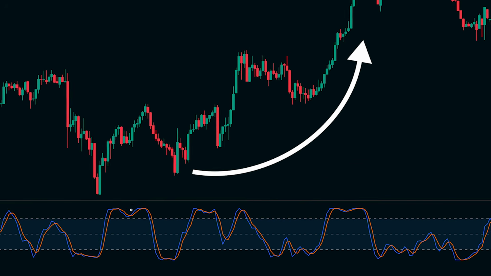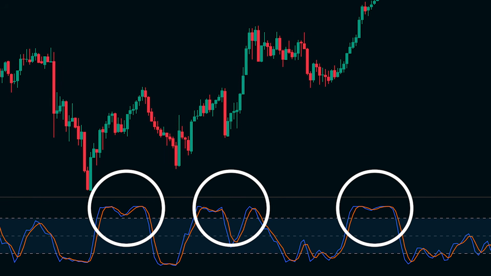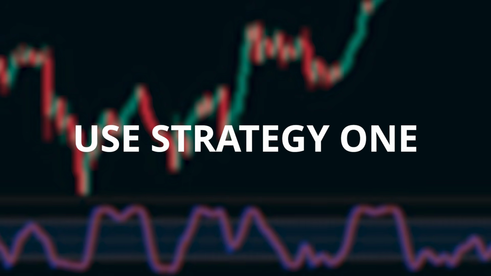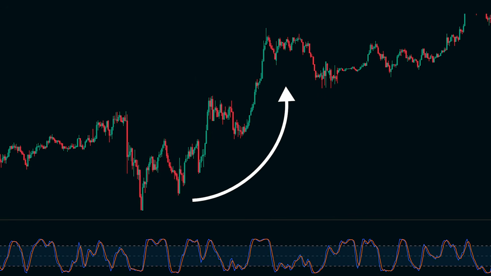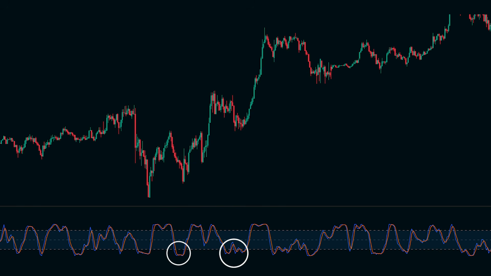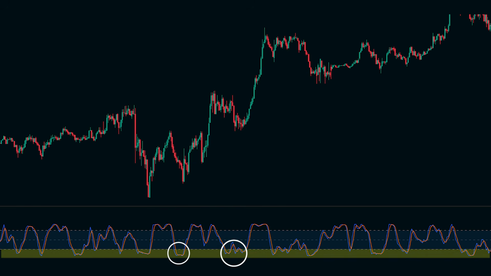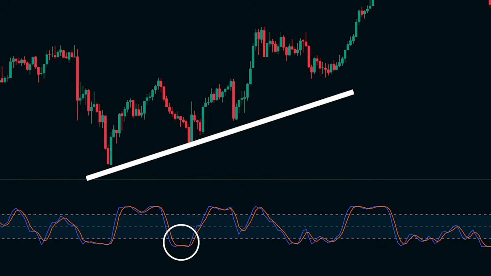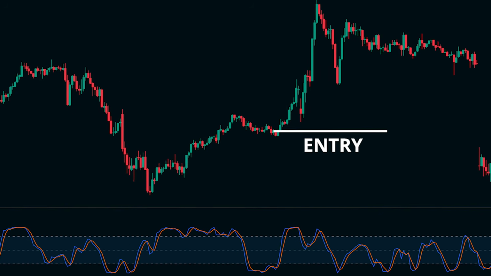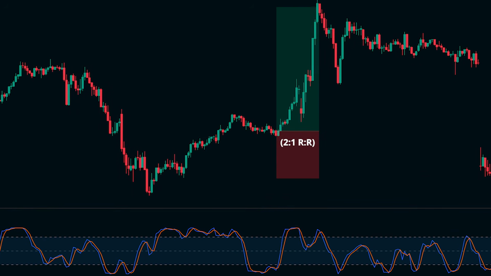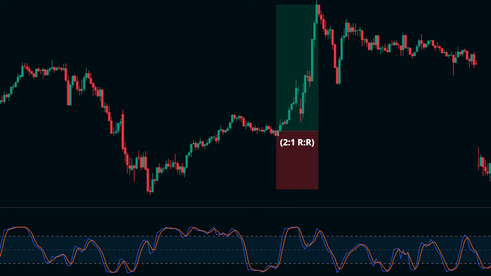If the market is trending and stochastic RSI confirms the bias above or below 50, use strategy 1. Wait for the pullback into an extreme zone. Wait for the %K to cross %D inside that zone, confirm with a support or resistance level, and enter on the confirmation candle. Exit at your 2-to-1 target or when %K crosses back in the opposite direction.